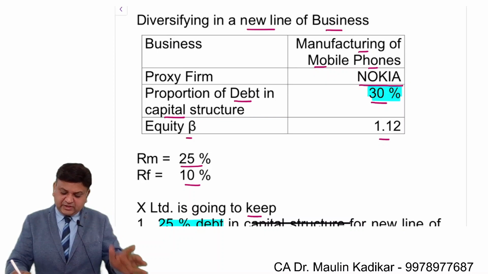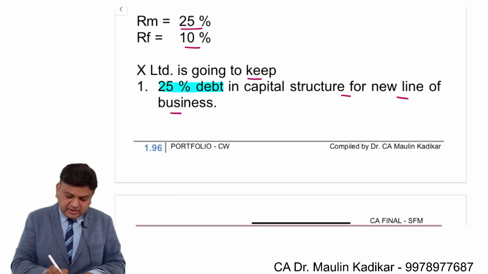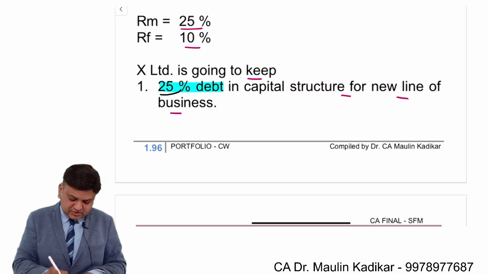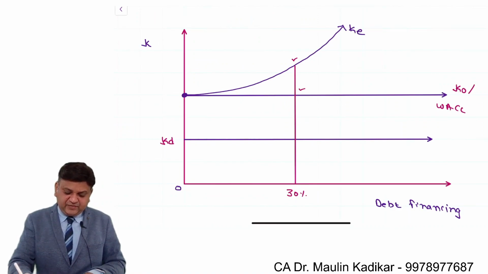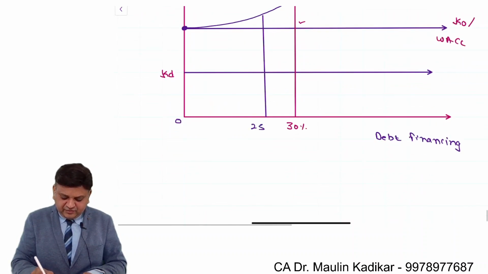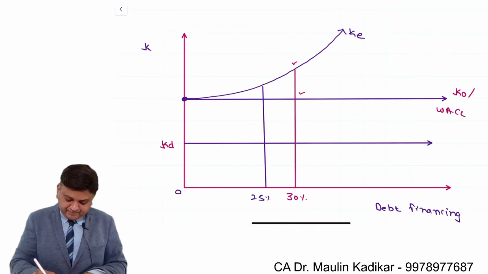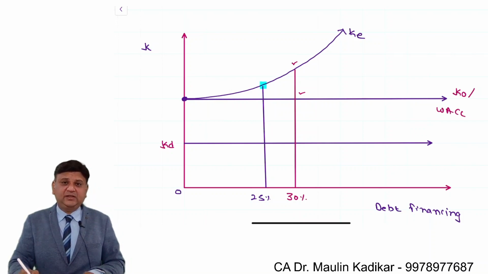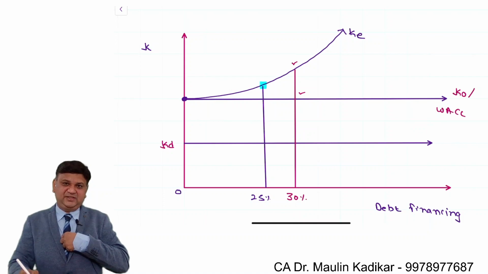Now listen carefully to what I am going to say further. We are going to keep 25% debt in the capital structure. It means that comparatively we are going to keep less debt financing in the capital structure. If we have less debt financing in the capital structure, then we will have a comparatively lower cost of equity. The cost of equity will be comparatively less, and we are required to compute what would be the beta of the equity applicable to us.